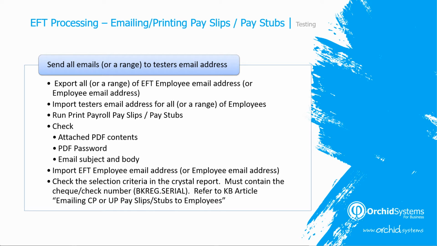One scenario we have had reported to us is where the payroll report has been amended. So the payslip has been amended from the original, and it no longer has a selection criteria for each of the check numbers. And this is bkreg.serial. So if this is the case, if that has been commented out or removed from the report, you'll end up in the scenario where all employees get emailed all employees' payslips. So you do need to check that first and do this full test that we're describing.